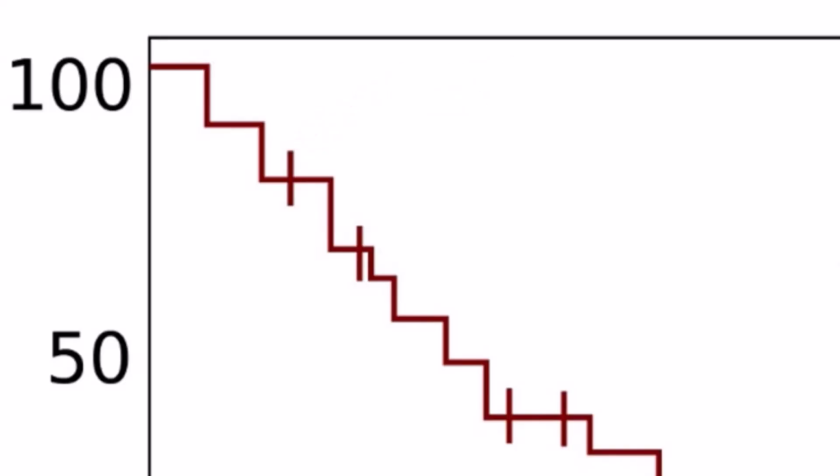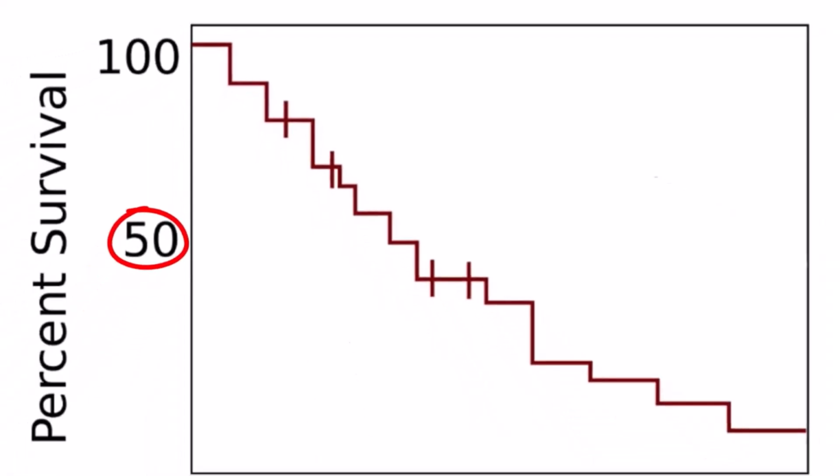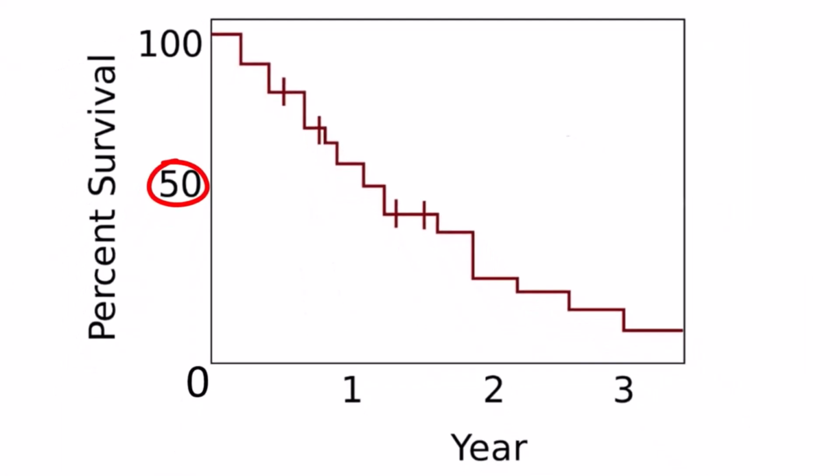We can determine median survival by finding when half of the patients have not had the event of interest and half of the patients have had the event of interest. To determine median survival, you can draw a horizontal line until it hits the survival curve, and then draw a vertical line from there down to the x-axis. In this chart, that seems to occur a bit after 1 year.